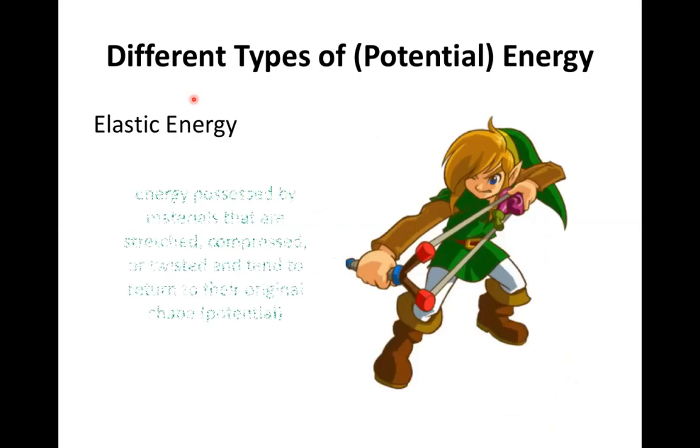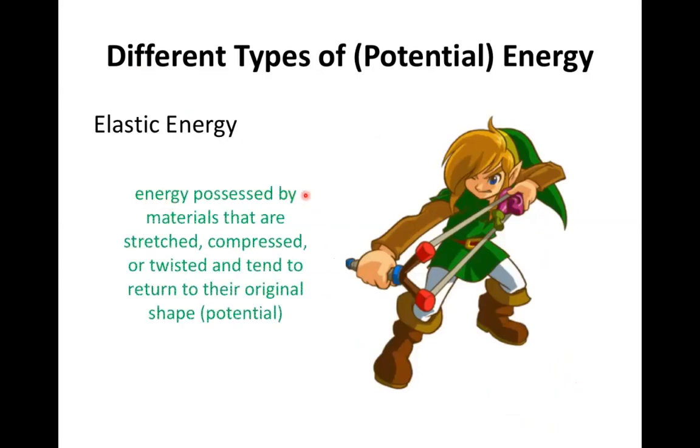Elastic energy is another form of potential energy. That's energy possessed by materials that are stretched, compressed, or twisted and tend to return to their original shape. So when we wind up an object with an elastic band and we're holding it there, we are storing energy. It's like we're saving up money, saving up energy that we could use later. If we release it, then it can do something useful, like turn into speed or height.